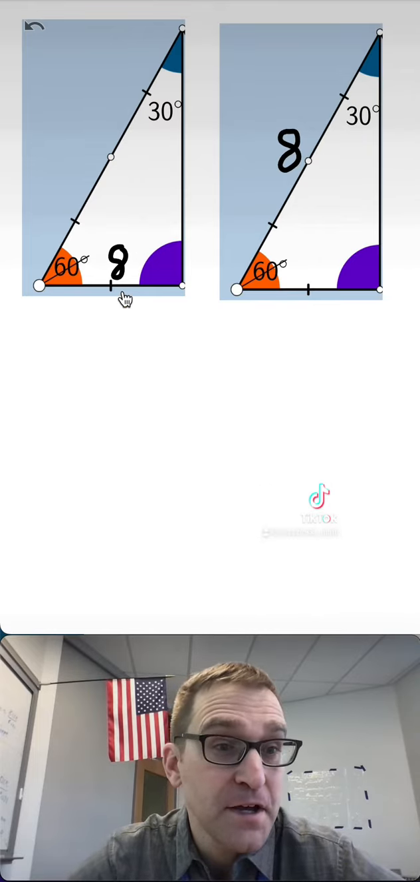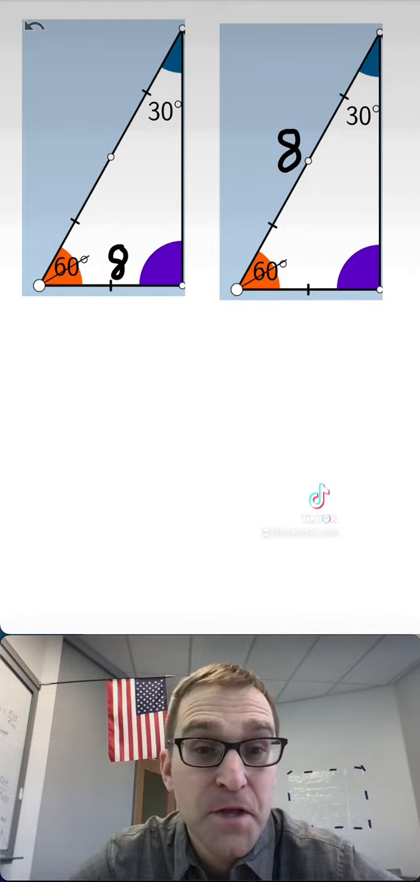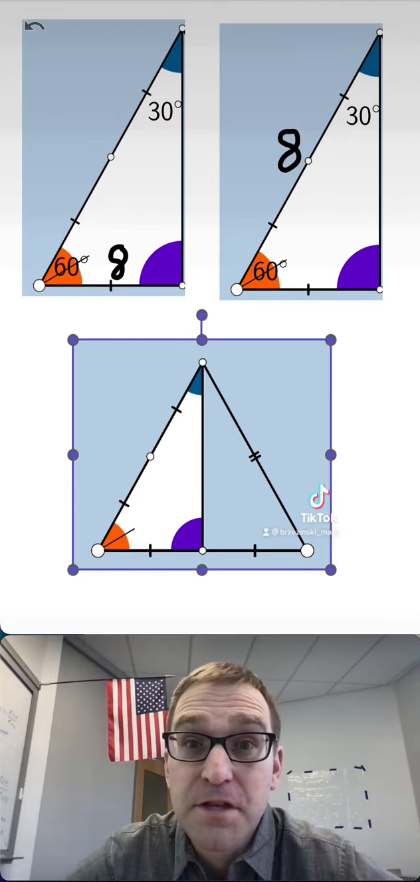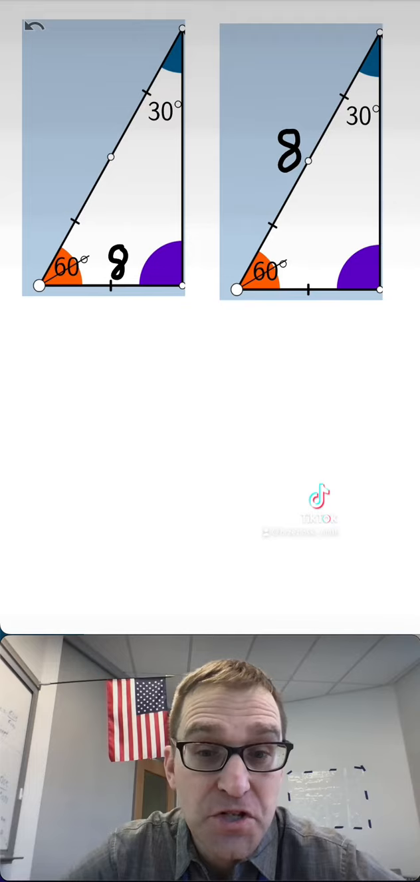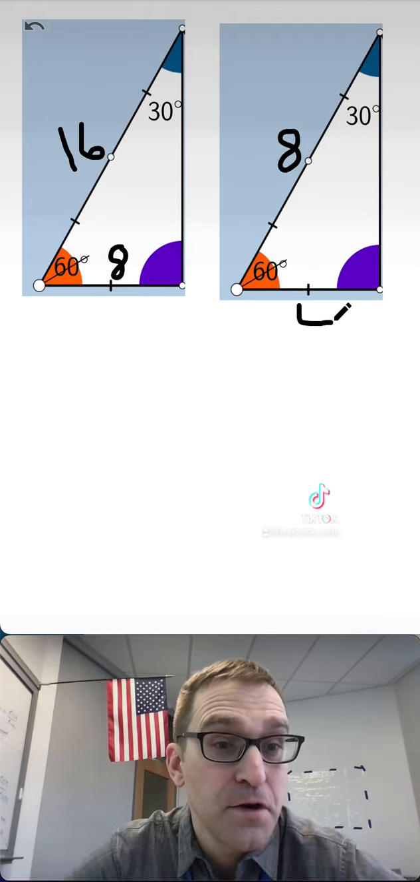Here we have a 30, 60, 90 with a shorter leg of 8, and here the hypotenuse is 8, right? All we need to remember is that a 30, 60, 90 is half an equilateral. Given that, the shorter leg is half the hypotenuse. So given that, we should be able to simply call this 16, right? Here we should be able to call this 4.